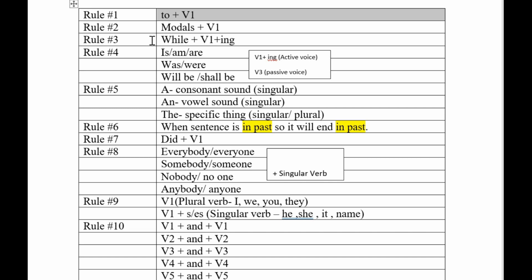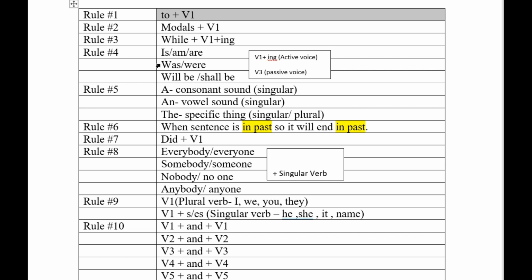If by chance you have is, am, are, was, were, or will be, or shall be, then verb first form plus ing will only come if it is an active voice, and verb third form will come if it is a passive voice. So you need to brush up your active voice and passive voice also.